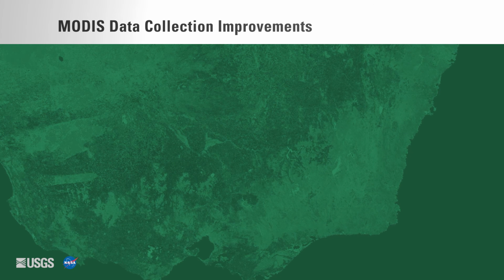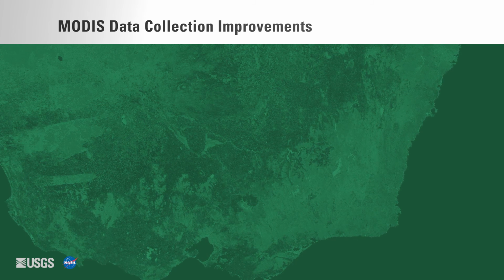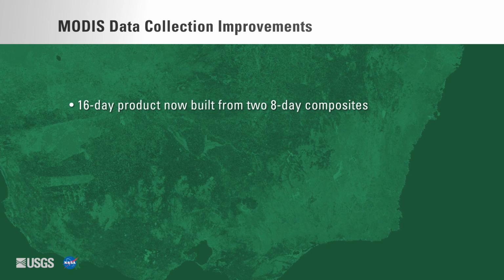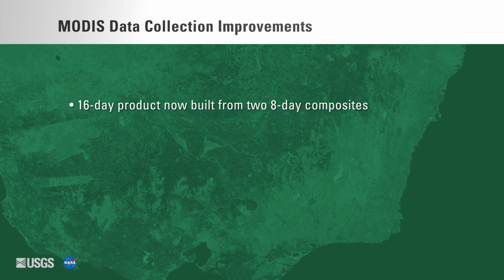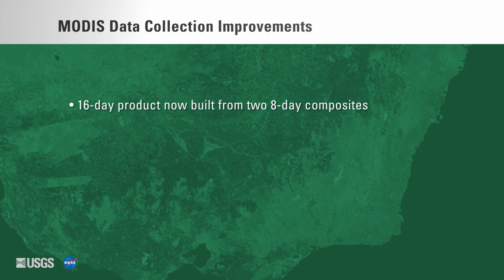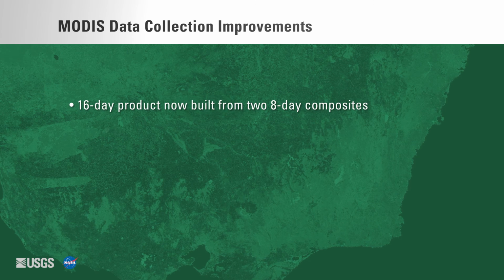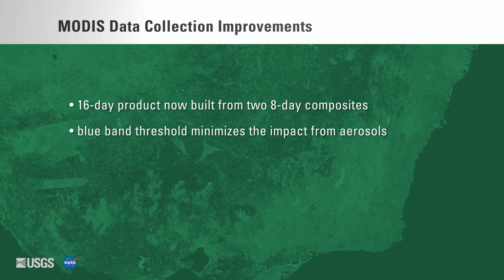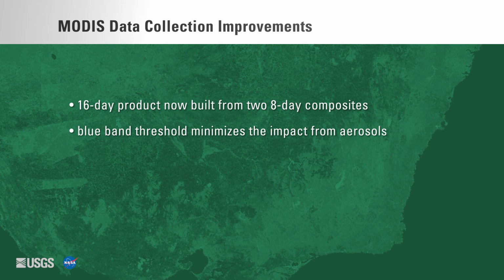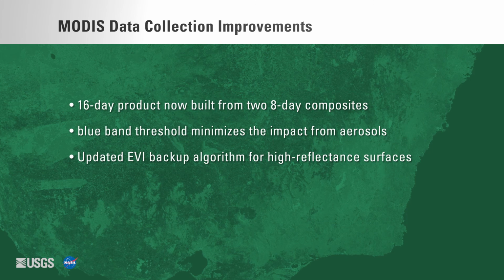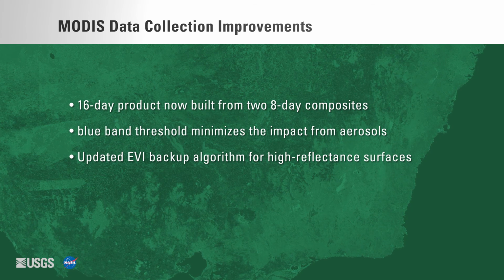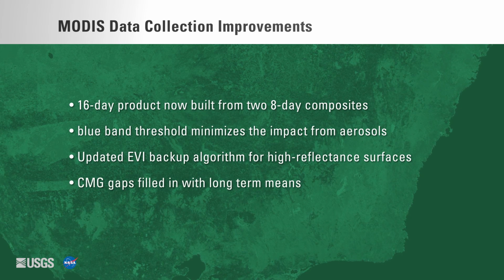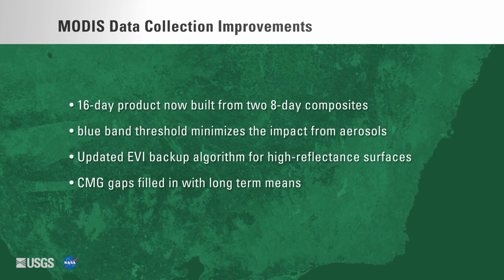There are several improvements that were included in the reprocessing of the Vegetation Indices data products. Improvements include creating the 16-day product using the two 8-day surface reflectance granules within each 16-day window, which previously used 16 daily granules, a new compositing method for the 8-day composited surface reflectance input granules that minimizes the impact from aerosols, an improved EVI backup algorithm that is used over high reflectance surfaces, such as clouds and ice, and gaps in the CMG product suite are now filled in using an updated database.